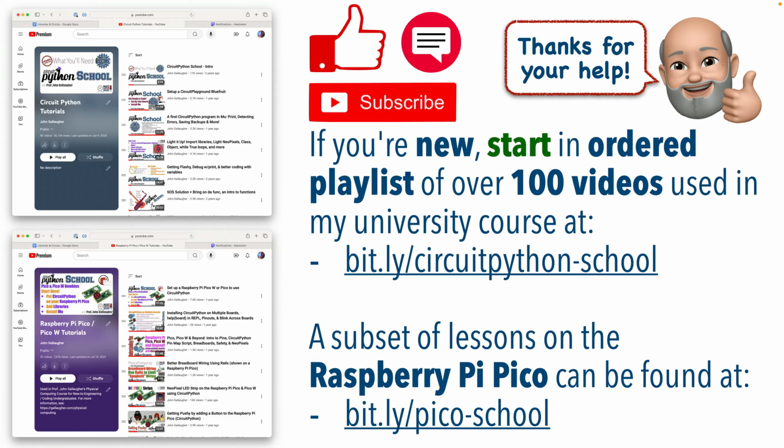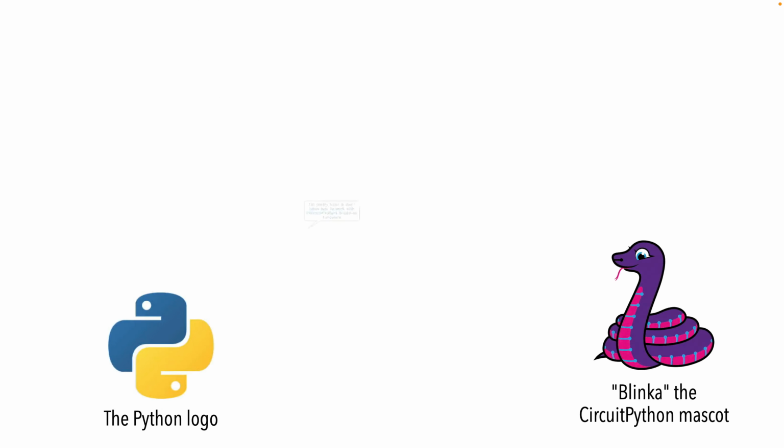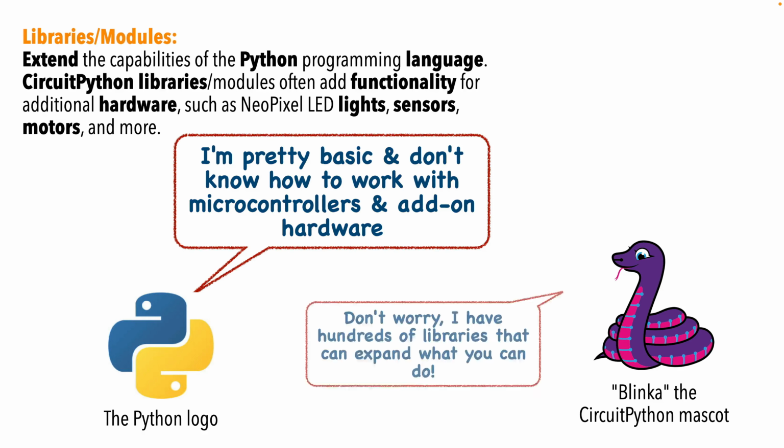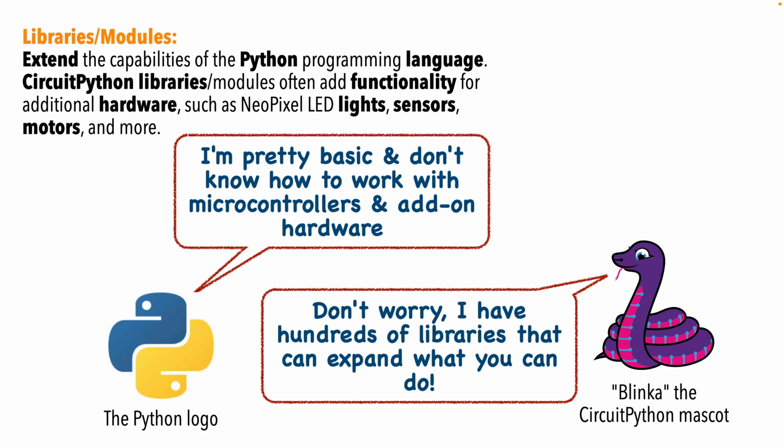Now let's talk libraries. So here's the scoop. Standard Python doesn't know how to work with NeoPixel lights, sensors, motors, and the other types of hardware that we use in this course. But libraries allow us to extend the Python programming language. And if it helps, you can think of libraries as extending the vocabulary of Python so that it has more knowledge and it can do more stuff.